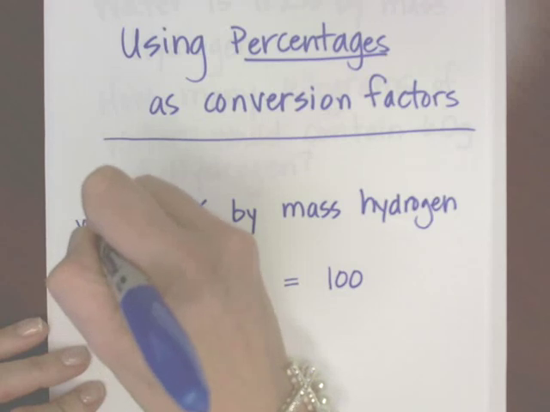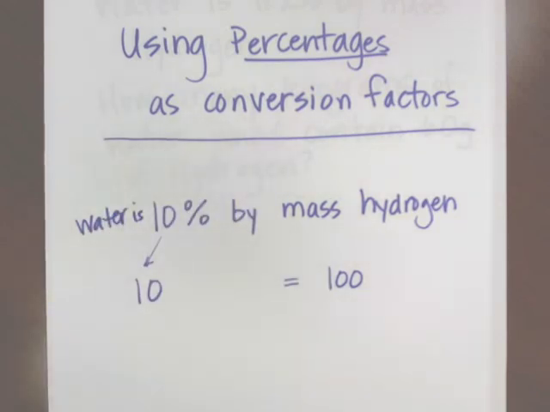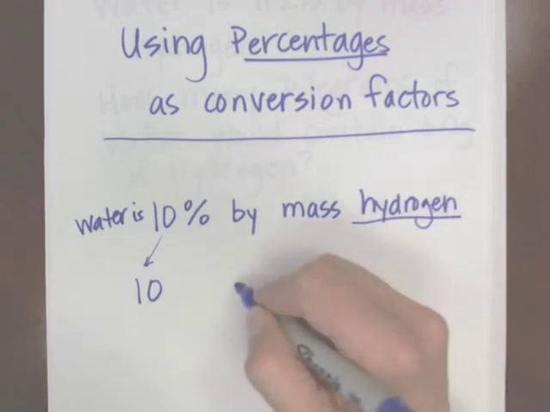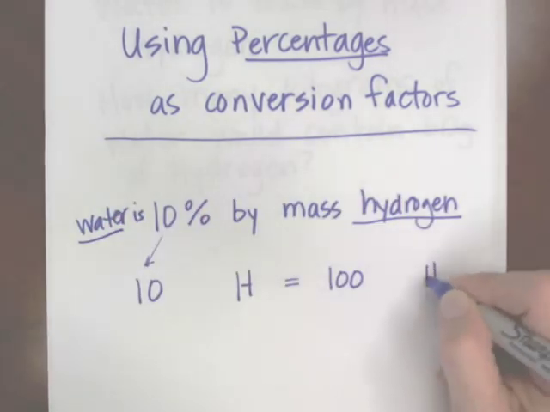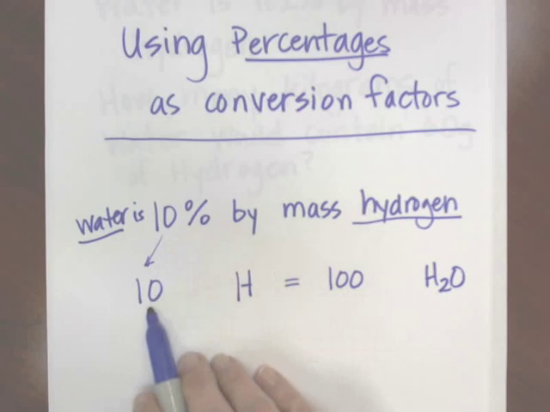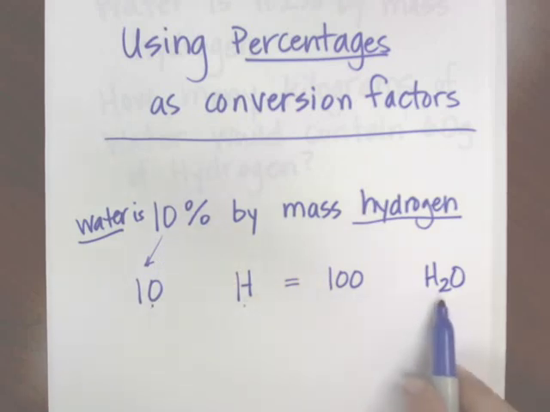So maybe water is 10% by mass hydrogen. That's actually not a true statement, but we're just going to use this as an example of how to set up a conversion factor. So what we're talking about is hydrogen as the part, and the whole is water. Whatever your percent is, set that as parts equal to 100 parts of the whole.